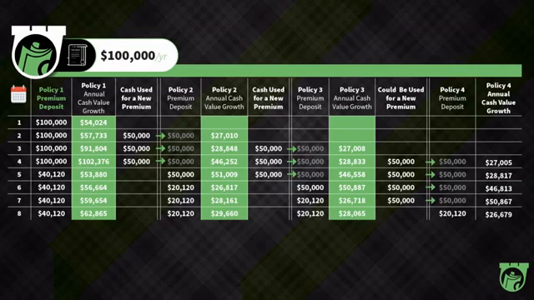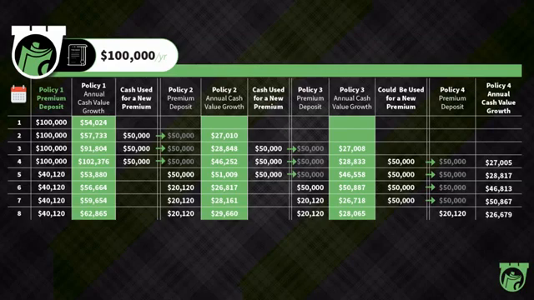In year number 4, $100,000 again for the first policy. That policy provides $102,000 of cash value. They'll use $50,000 of that for policy number 2 and $50,000 of that for policy number 3. They'll use the cash value from policy number 2 to actually start policy number 4 for $50,000. $100,000 out of pocket, $250,000 sent to the insurance company.